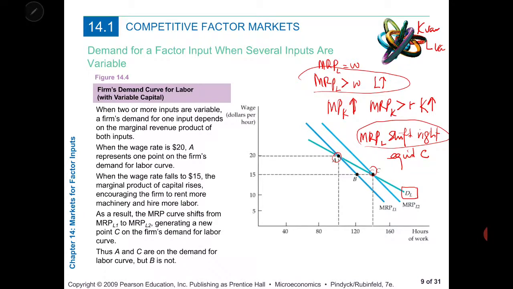B is not the demand for labor, because it did not stop at MRPL1. It should move to MRPL2 because of this process, the cycle that we mentioned just now. MRP creates more labor, and then more labor creates more capital, and therefore you have even more MRP labor shifting to the right. So this process creates a shift, and it will stop at C, and therefore connecting A and C creates the demand curve.